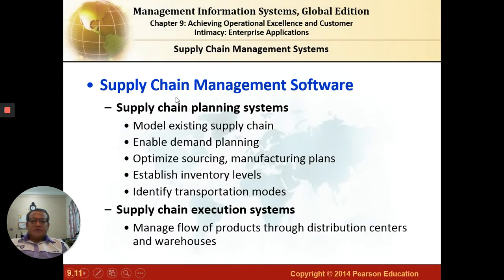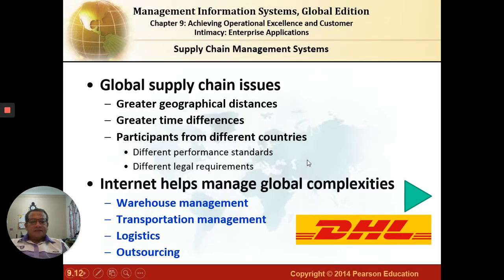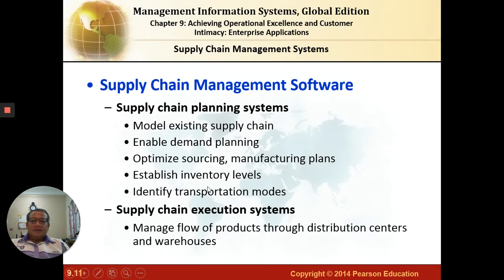So what is SCM software all about? Supply chain management is basically to enable a company to plan their demand, and they can also optimize their sourcing of suppliers, and better plan their manufacturing, because perhaps this manufacturing plan is being managed by ERP. SCM software can also control inventory management better, and at the same time improve their transportation modes.